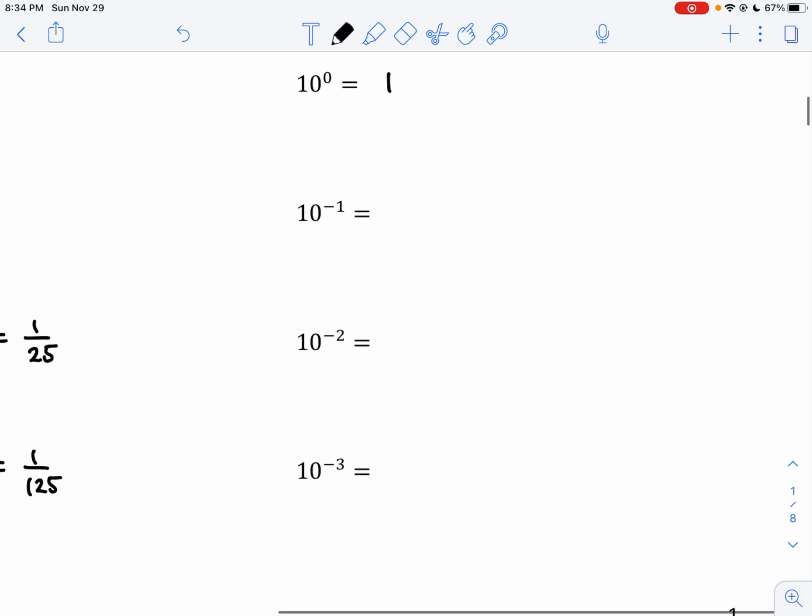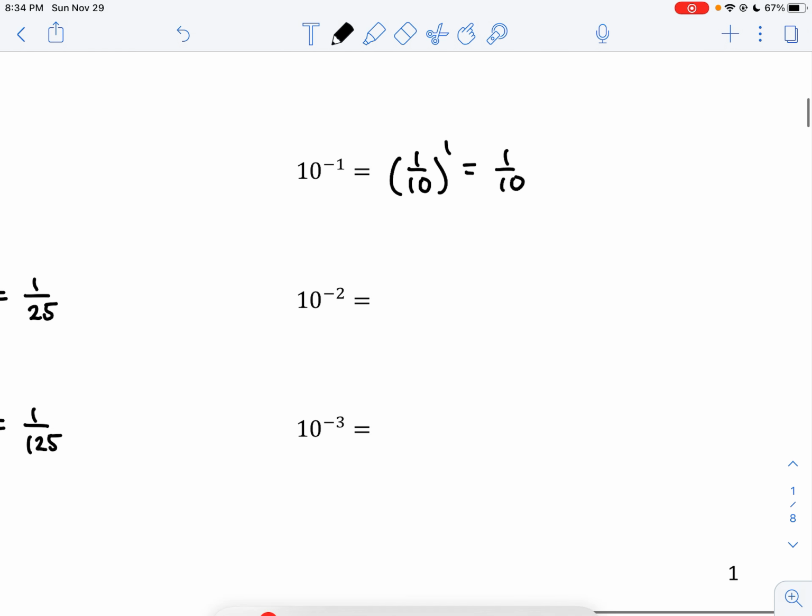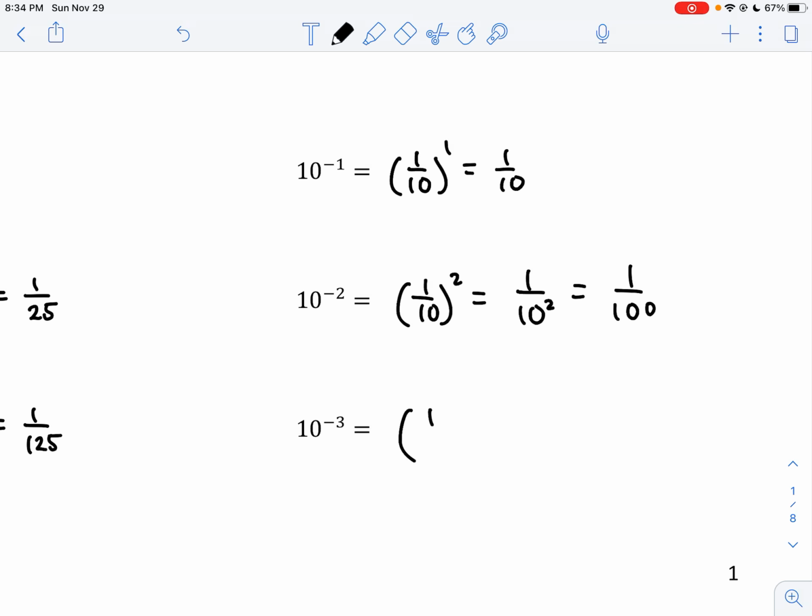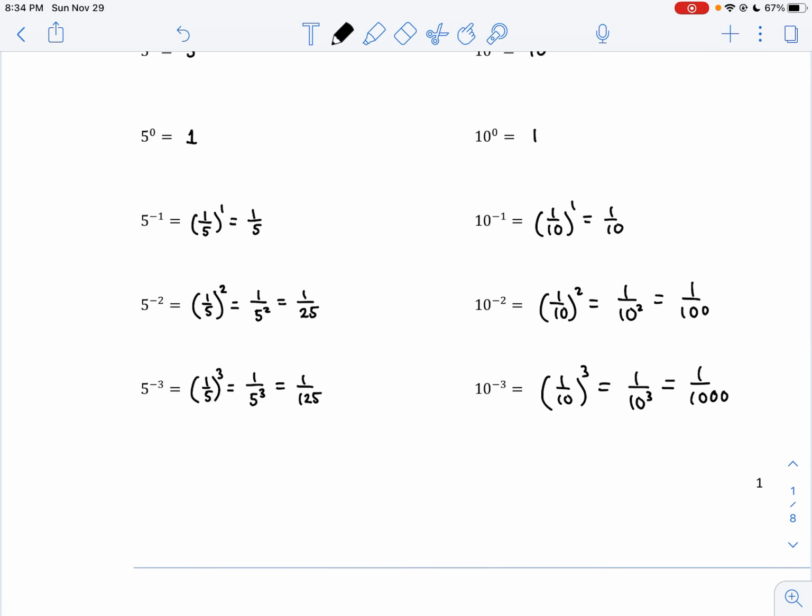Something to think about. How about 10 to the negative powers? So 10 to the minus 1 means 1/10 to the positive 1, which is just 1/10. 10 to the minus 2 means 1/10, and then we're going to square that, which you could just simply do 1 over 10 squared, which is 1/100th. And finally, 10 to the negative 3 means 1/10 cubed, which is 1/1000th.